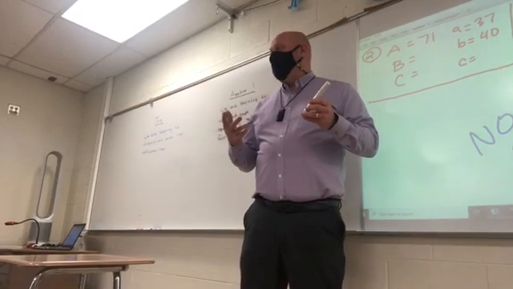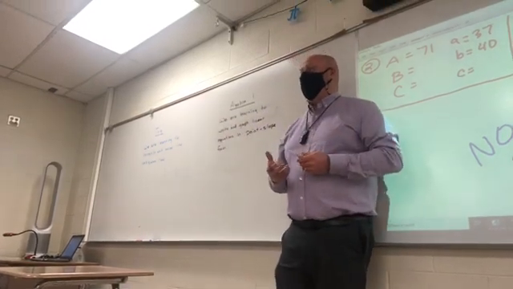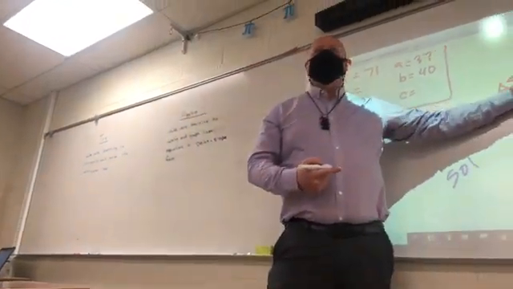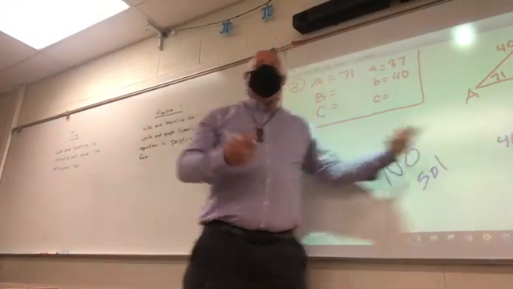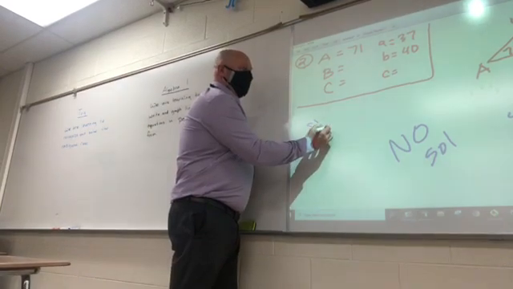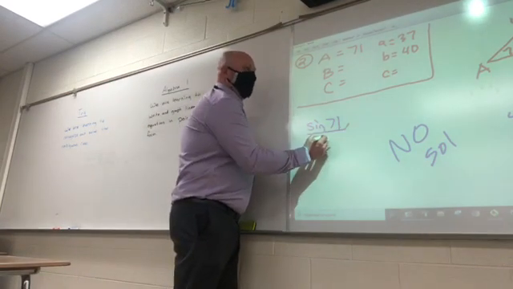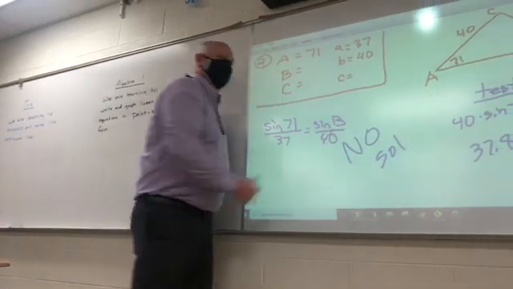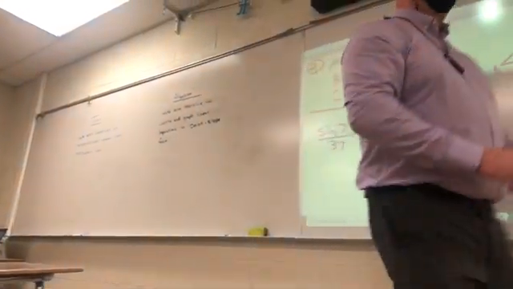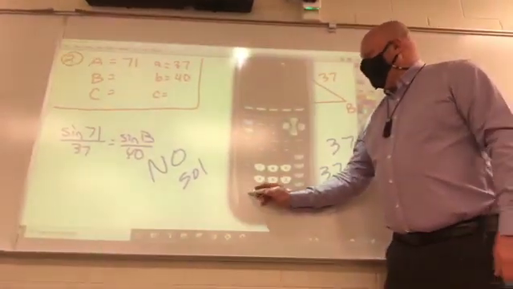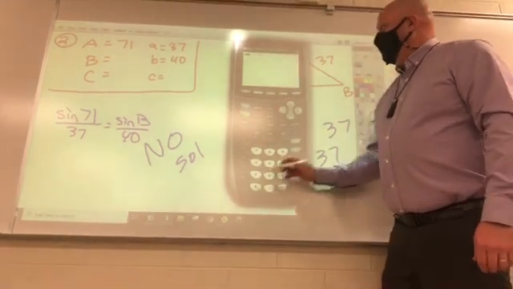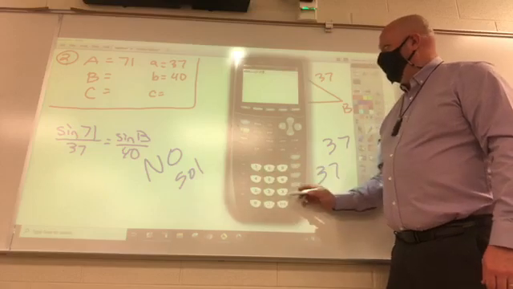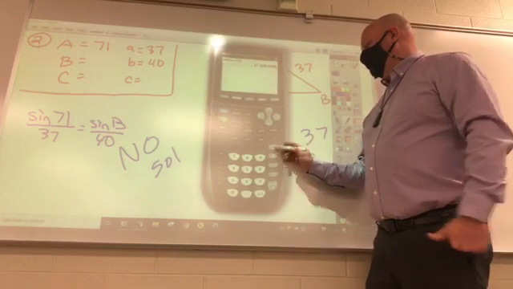You could. Now, it's going to take you a lot more time to do it that way. If I realized I could just do a quick test to determine there's no solution, then I'd do that. But let's just try it. I have a pair: sine of 71 goes with 37, as sine of B goes with 40. What happens when I try to solve this? If I go 40 times the sine of 71, there's my 37.8. I divide by 37.